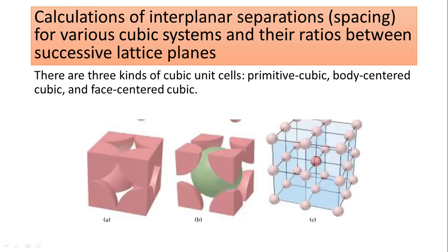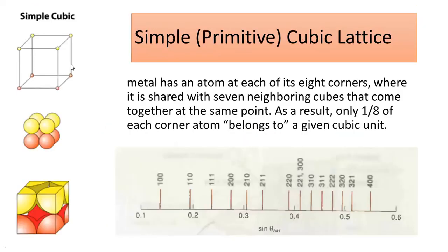So these three pictures are given for the primitive, or we may also say the simple cubic system, and this is the body center, and this is the face center cubic. So in this lecture, I'm going to show you how to calculate the interplanar separation of a simple cubic, the body center and the face center cubic system. So let's start with the first one. And this is the simple or the primitive cubic lattice. And this is shown over here.